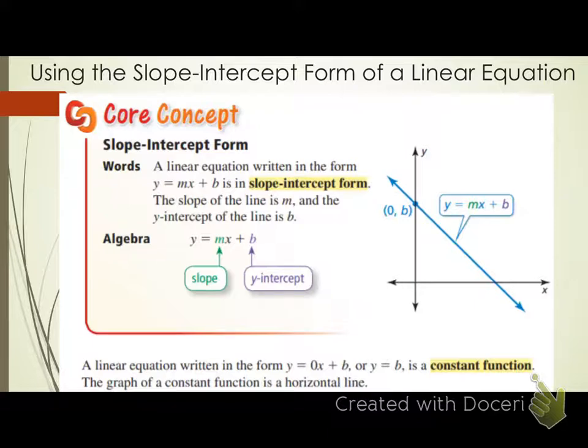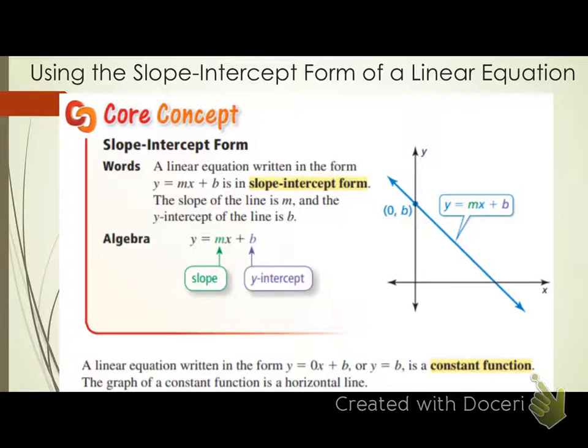So a linear equation written in the form y equals mx plus b is in what we call slope-intercept form. The slope of the line is m, and the y-intercept of the line is b. So y equals mx plus b. M is the slope. B is the y-intercept. That's why it's called slope-intercept form, because you're given the slope and the intercept, the y-intercept. Slope-intercept form. That makes sense, right? That's why it's called that.